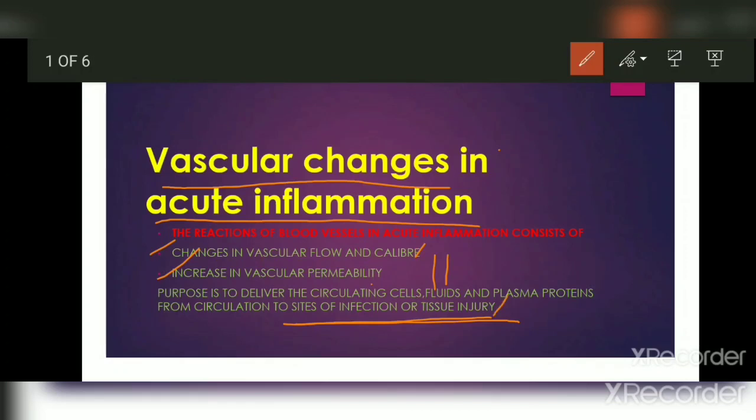So today we are going to discuss the vascular changes in acute inflammation. We are going to discuss the mechanisms of increased vascular permeability, and the reactions of blood vessels in acute inflammation. So basically we are going to discuss in detail these changes in vascular flow and caliber, increase in vascular permeability and vasodilation.